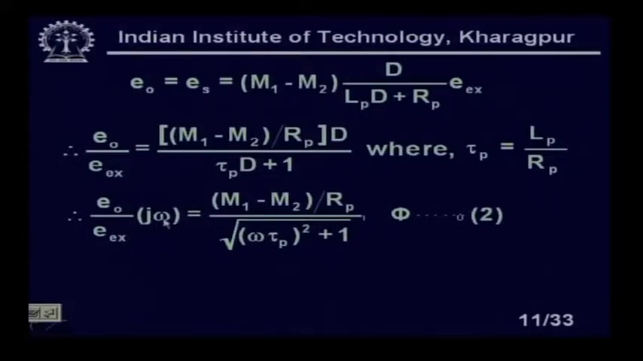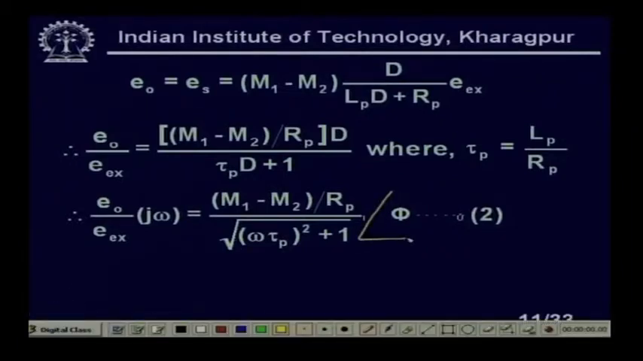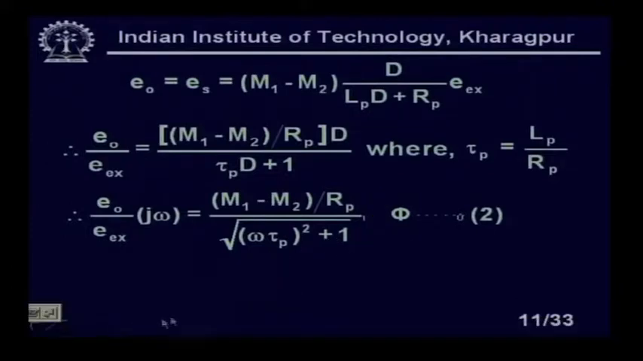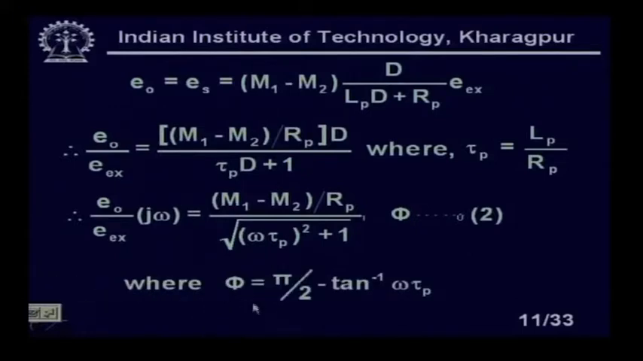So, if I write in the frequency domain, it will be (M1 minus M2) over Rp times the square root of (omega tau p squared plus 1), with an angle phi. So, this is the magnitude part and this is the phase part. What is the phase? The phase equals pi by 2 minus tan inverse of omega tau p. So, the phase also depends on the frequency, while tau p is a constant. In fact, I can keep omega tau p constant because tau p does not depend on the position of the core.